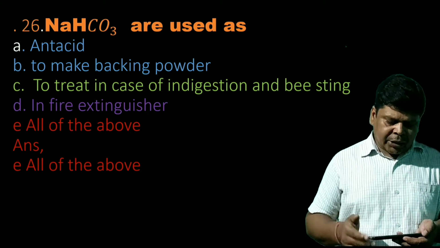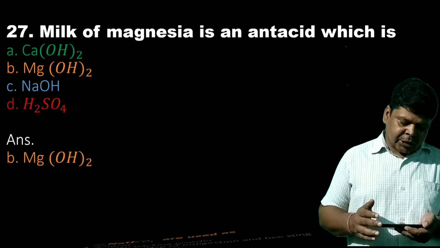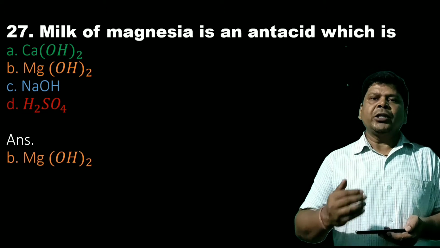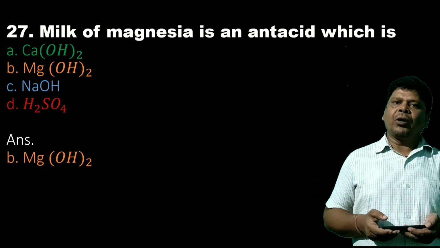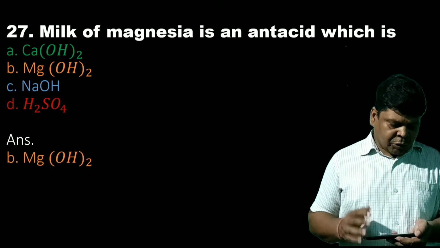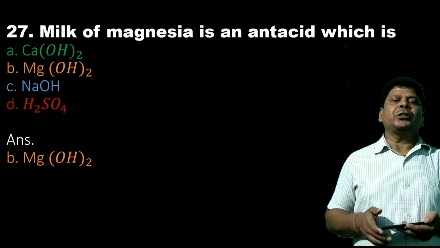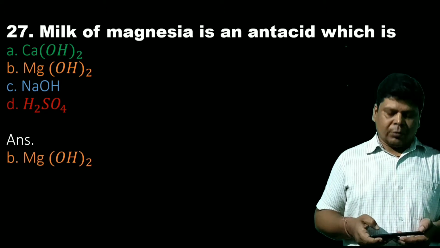Milk of magnesia is an antacid. This is the next question. Milk of magnesia is an antacid, which is magnesium hydroxide, called milk of magnesia. This is a mild base. So here calcium hydroxide is not correct. Mg(OH)2 is the correct one.